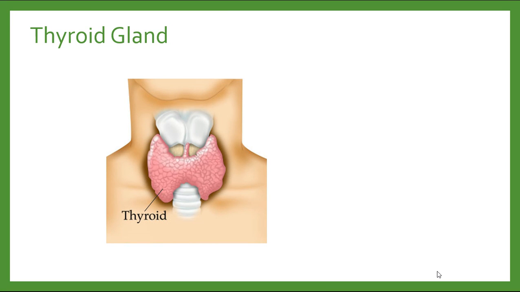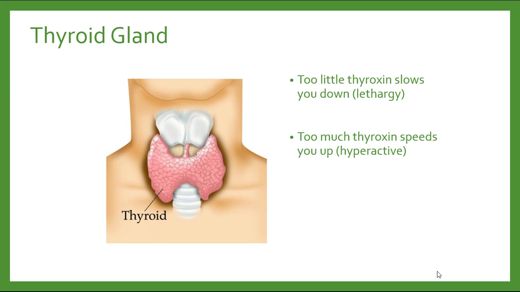Zoom in on the thyroid gland. It's important to make sure we don't have too much or too little of a hormone. For example, if we have too little thyroxine, this will lead to lethargy, to tiredness, as we don't have enough of the hormone to make good use of the nutrients. But at the same time, if we have too much, this is when we will have hyperactivity, we will burn through those nutrients far too quickly. So this is why it's important to always maintain the correct level of thyroxine in the bloodstream.